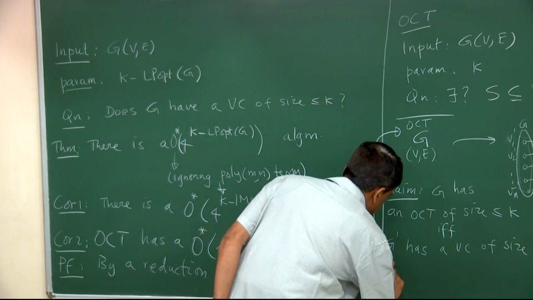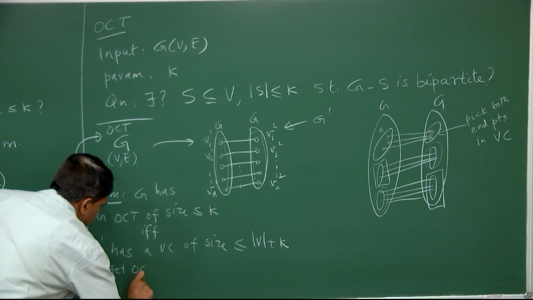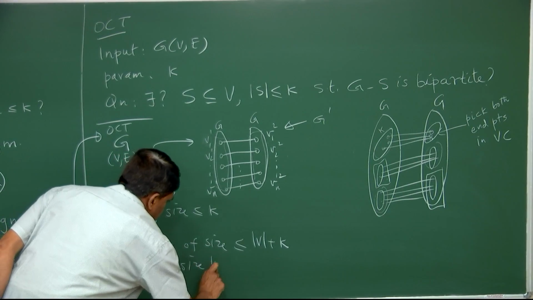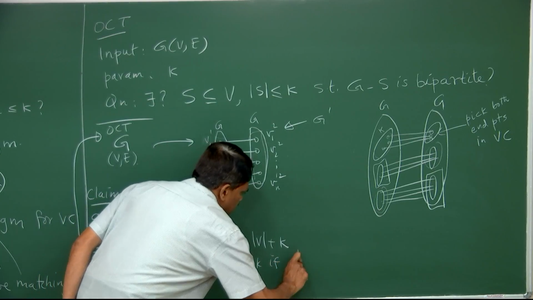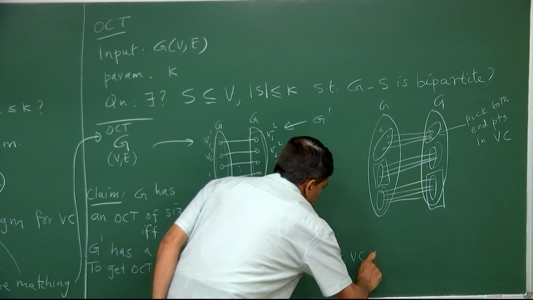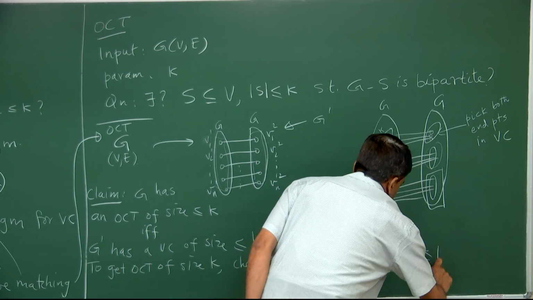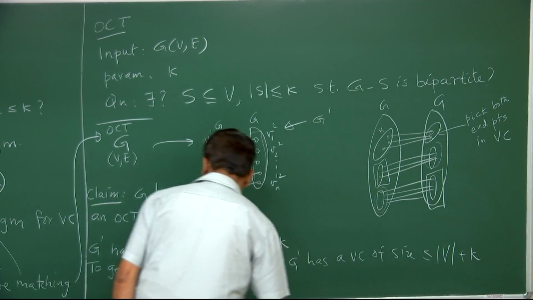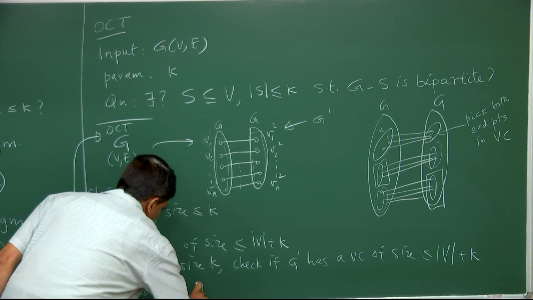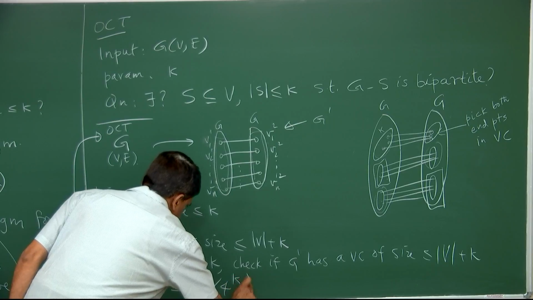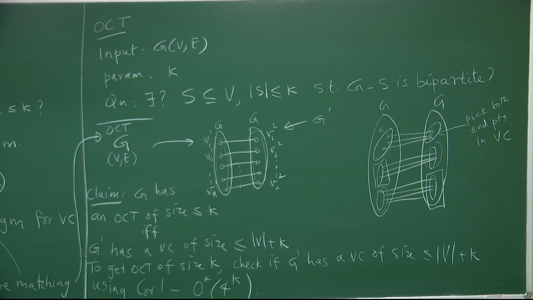So, overall you get a 4 power k algorithm to check if G prime has a VC of size |V| plus k. So that results in O star of 4 power k. Next week or the week after, we will see a better algorithm for OCT, a 3 power k algorithm using a completely different technique.